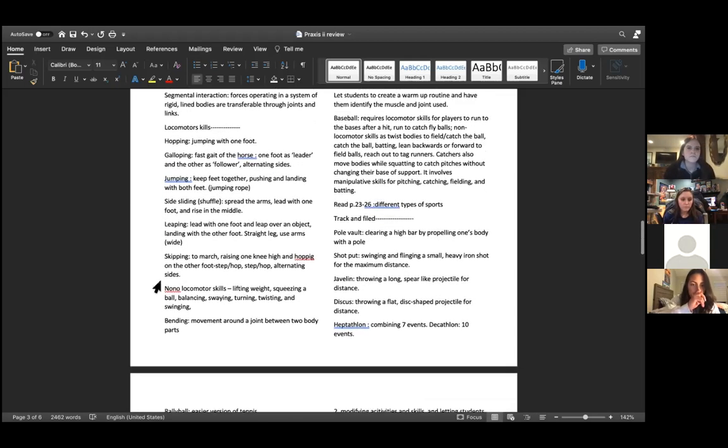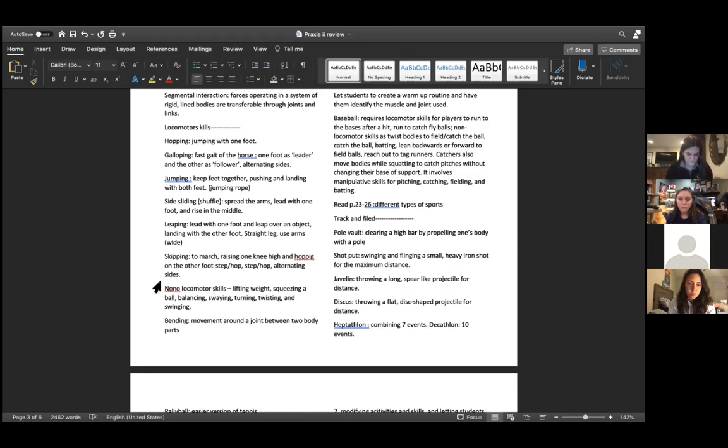Locomotor skills. Hopping: jumping with one foot. Galloping: a fast gait like a horse, with one foot as the leader and the other as follower, alternating sides. Jumping: keeping feet together, pushing off and landing with both feet. Example: jump rope. Side sliding, also known as shuffle.